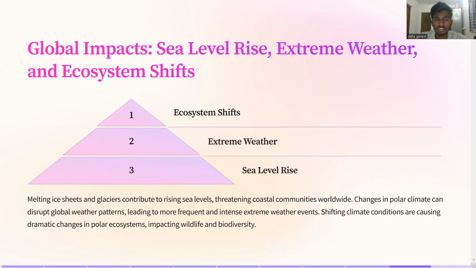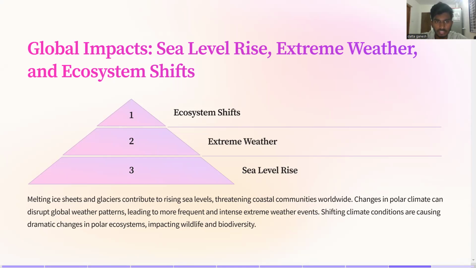Global impacts: sea level rise, extreme weather, and ecosystem shifts. Melting ice sheets and glaciers contribute to rising sea levels, threatening coastal communities worldwide. Changes in polar climate can disrupt global weather patterns, leading to more frequent and intense extreme weather events. Shifting climate conditions are causing dramatic changes in polar ecosystems, impacting wildlife and biodiversity.